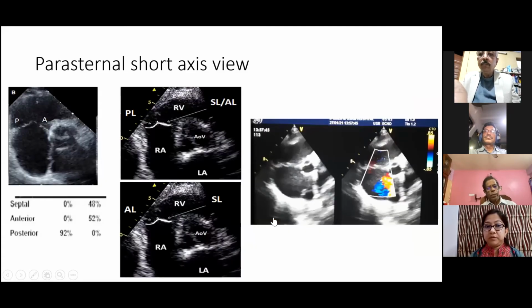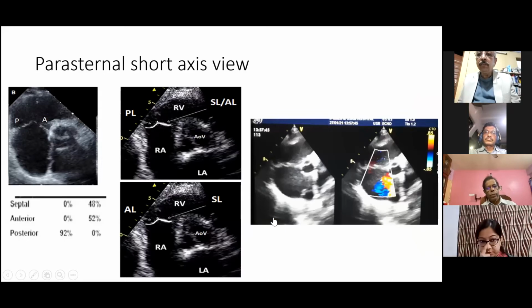Another view in which the tricuspid valve can be seen is the parasternal short axis view, in which the septal leaflet is seen in 48%, septal and anterior in 48 to 52%, and the posterior leaflet is mostly seen in the lateral part.